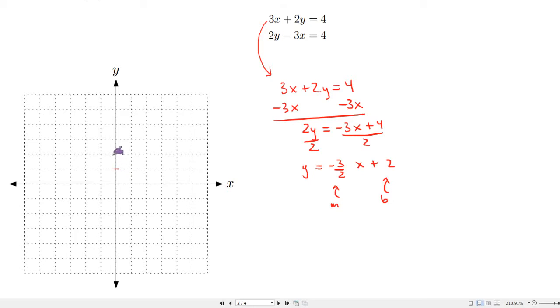So positive 2. So if this is 1 and this is 2, then here is our intercept. The slope is negative 3 over 2. So then the rise is negative. So 1, negative 1, negative 2, negative 3. The run is 2. Okay, and so our line will connect these points and continue.